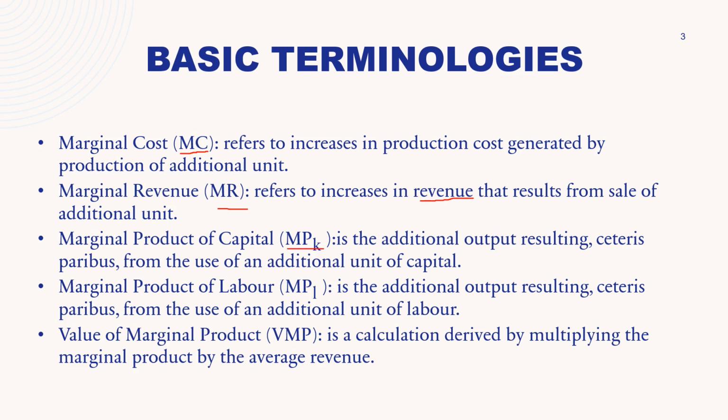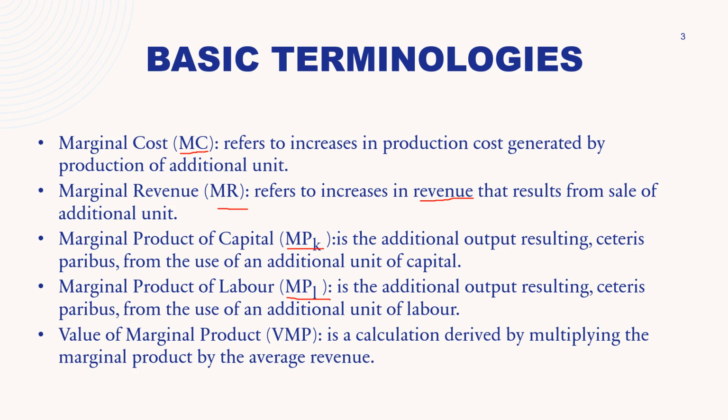MPK, marginal product of capital. It is the additional output resulting, ceteris paribus, from the use of an additional unit of capital. If we employed one more unit of capital, then how much our output has increased is measured by MPK. Similarly, if we employed one more unit of labor, then how much our production has increased is measured by MPL. Here also we are keeping other variables constant.